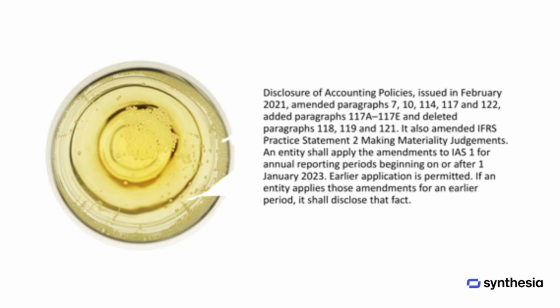The Disclosure of Accounting Policies, issued in February 2021, amended paragraphs 7, 10, 114, 117, and 122 of IAS 1, added paragraphs 117A to 117E, and deleted paragraphs 118, 119, and 121. It also amended IFRS Practice Statement 2, Making Materiality Judgements. An entity shall apply the amendments to IAS 1 for annual reporting periods beginning on or after the 1st of January 2023. Earlier application is permitted, and if an entity applies the amendments for an earlier period, it shall disclose that fact.